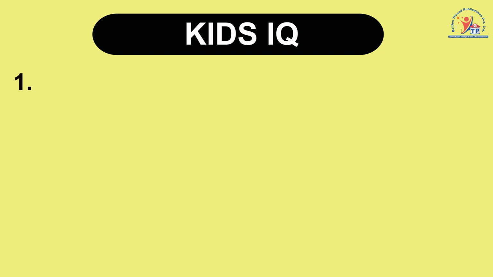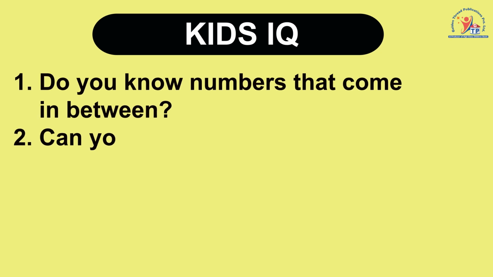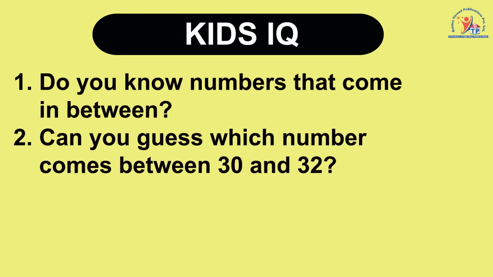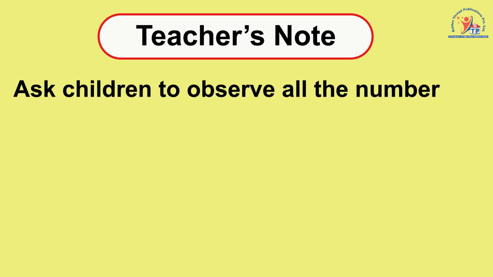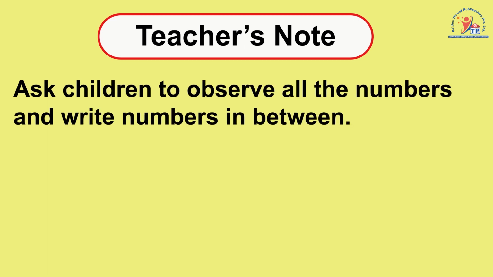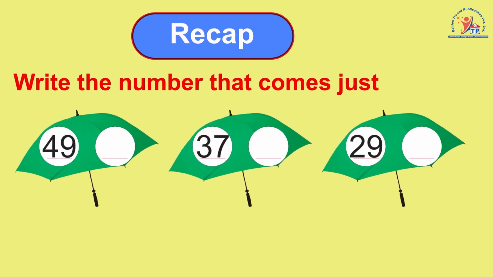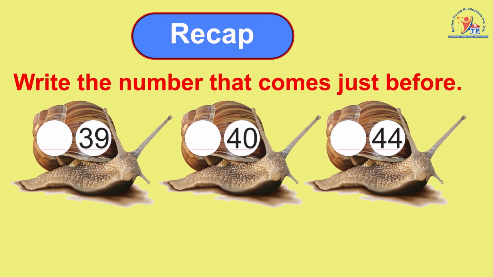Kids IQ. 1. Do you know numbers that come in between? 2. Can you guess which number comes between 30 and 32? Teacher's note: ask children to observe all the numbers and write numbers in between. Recap. Write the number that comes just after. Write the number that comes just before.